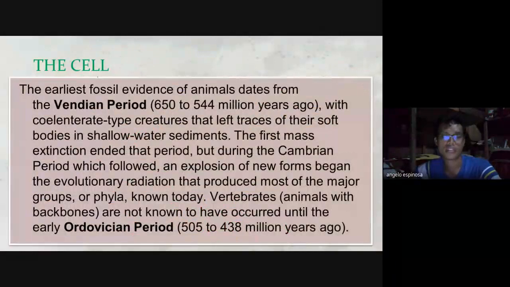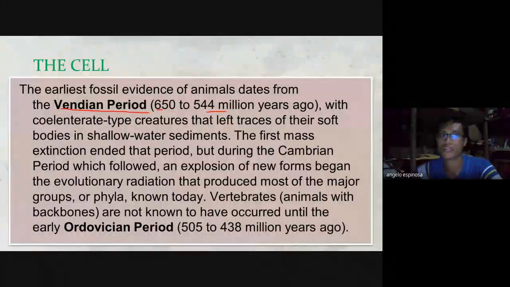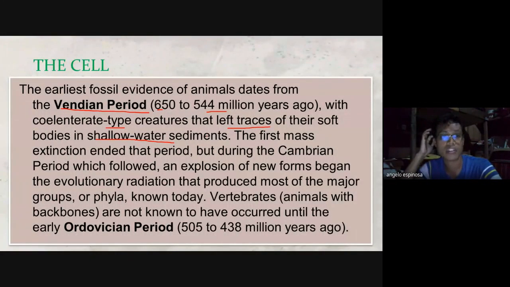And we have the history of the cell. The earliest fossil evidence of animals dates from the Vendian period. Where did it start? In the Vendian period, 560 to 554 million years ago, with coelenterate-type creatures that left traces of their soft bodies in shallow water sediments. So there are traces of the creatures from that time, which was a curiosity to the people, and that's why they started to have the study of cells.